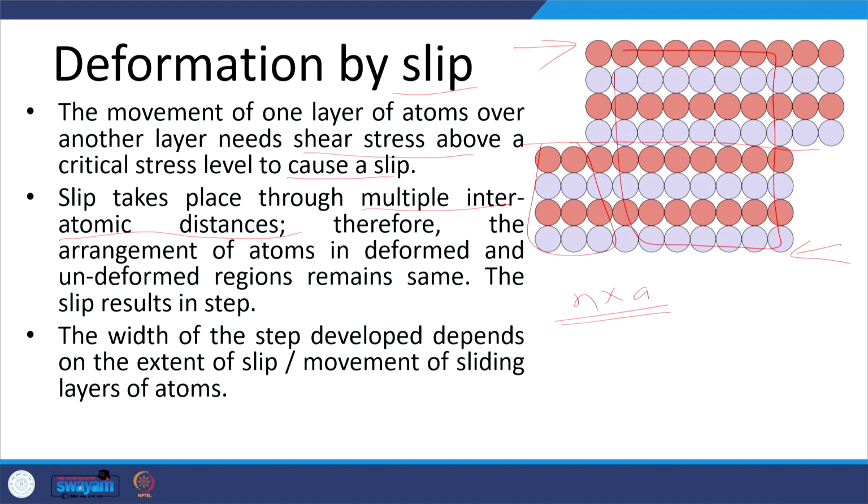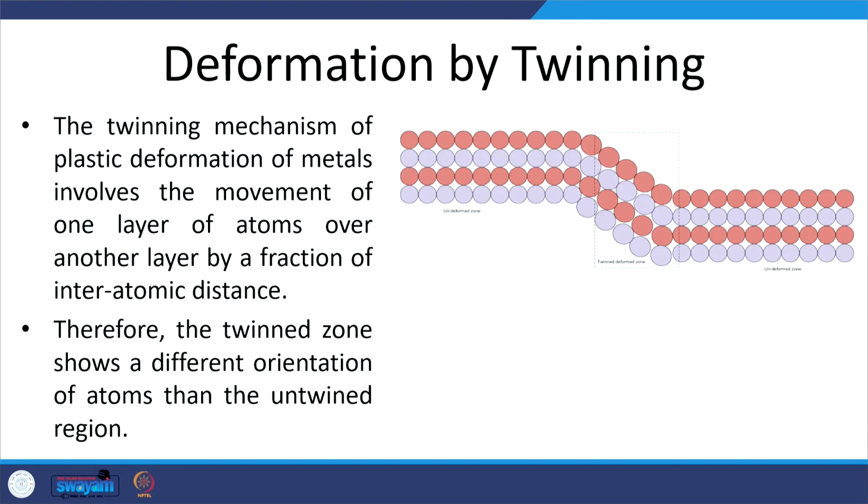Since the atomic movement is through one or multiple interatomic distances, it does not disturb the arrangement of the atoms in the deformed and undeformed regions. This kind of slip causes a step at the end. The width of the step developed depends on the extent of the slip, or the sliding of layers of atoms which is taking place.